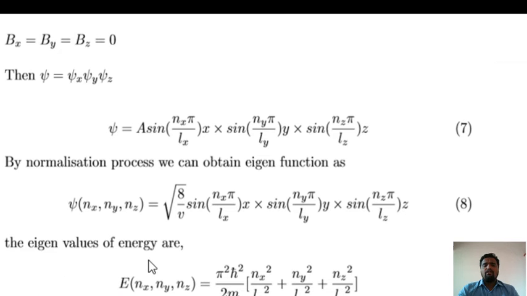The corresponding eigenvalue for a particle is given by equation 9, that is E of nx, ny, nz is equal to pi square h cross square divided by 2m of nx square by lx square plus ny square by ly square plus nz square by lz square. So this is the expression for the eigenvalue for a particle trapped in a three-dimensional box of sides lx, ly, lz. Equation number 8 represents the wave function, and equation number 9 represents the eigenvalue expression for a particle trapped in a three-dimensional box.